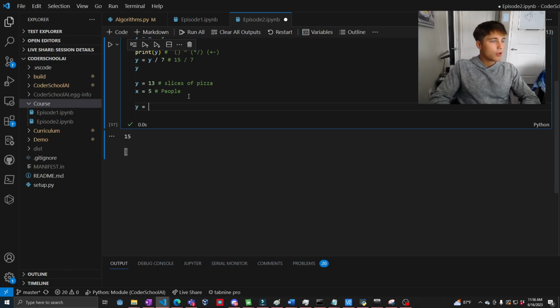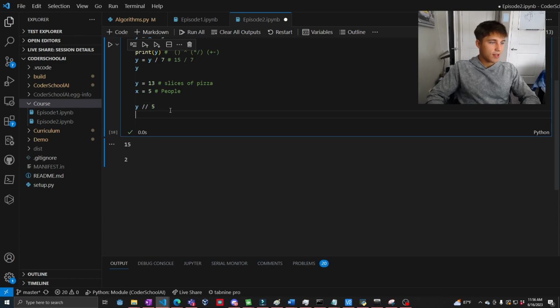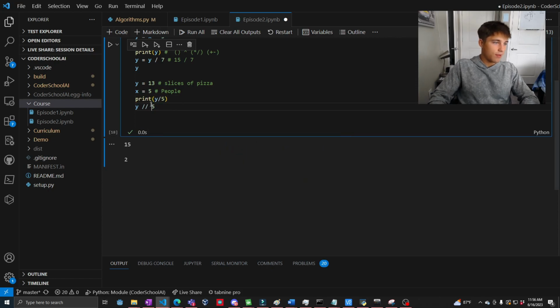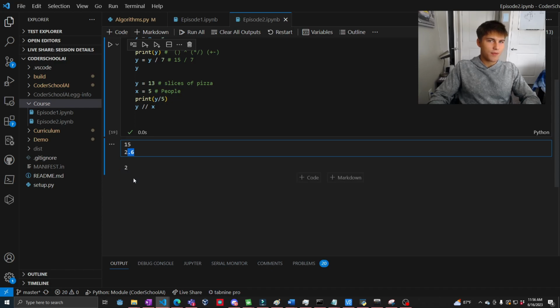Well, you could represent that simply by saying, what's y floor divided by 5? And you could think of floor division as a way to say, what is y divided by 5, right? I'm going to replace this with x. But you can see that that's 2.6. And really the difference between these two is just this little extra piece right here. Let's just get rid of that.